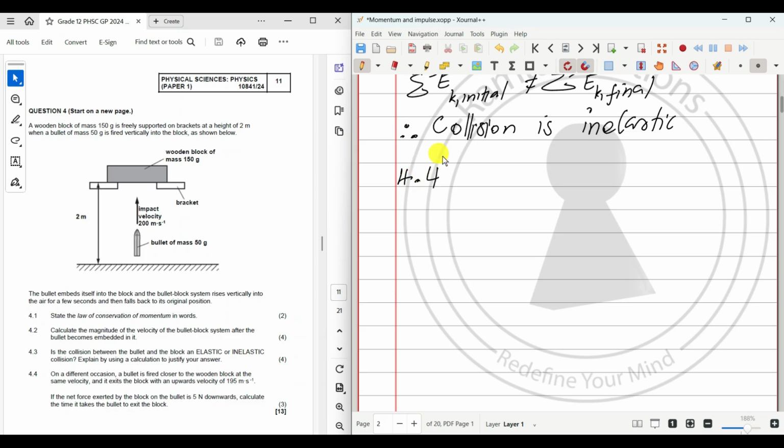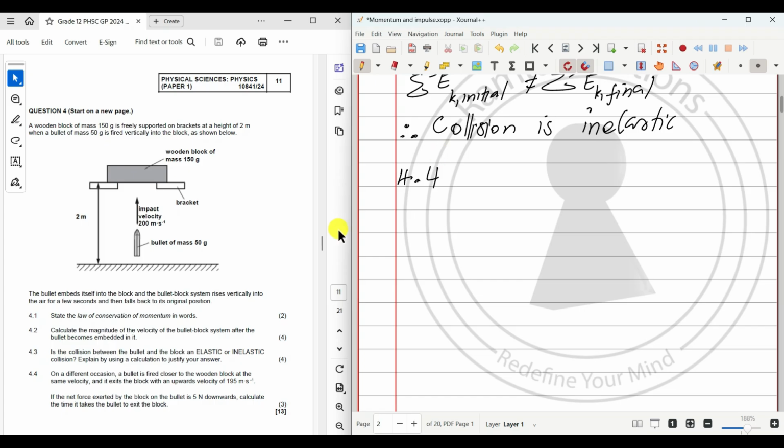4.4. On a different occasion, a bullet is fired closer to the wooden block at the same velocity, and it exits the block with an upward velocity of 195 meters per second. If the net force exerted on the block is 5 newtons downwards, calculate the time it takes the bullet to exit this.